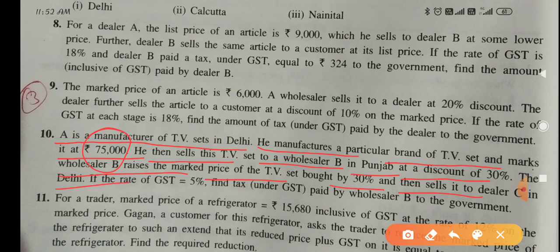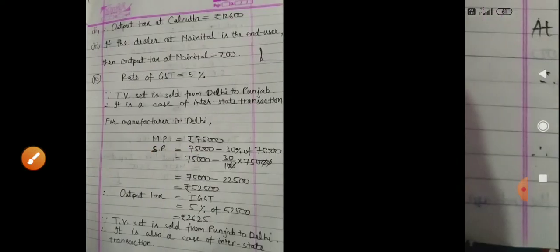Again from Punjab to Delhi it is sold. First Delhi to Punjab, the TV set is sold. Then Punjab to Delhi, again it is sold. First Delhi dealer is A, Punjab dealer B, again Delhi dealer is C, the third dealer. Rate of GST is 5%. Find the tax under GST paid by wholesaler B to the government. So how much tax will wholesaler B pay to the government? It is net GST. Net GST means output tax minus input tax. I told you just before. So you can see the solution.